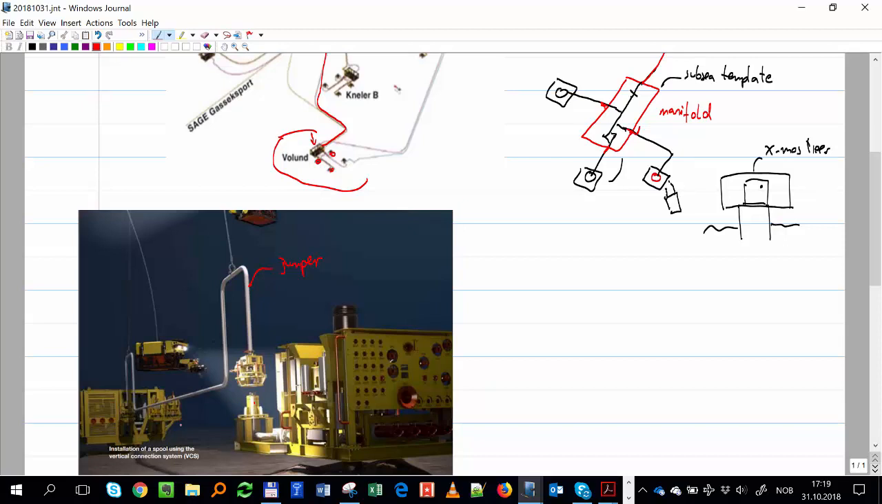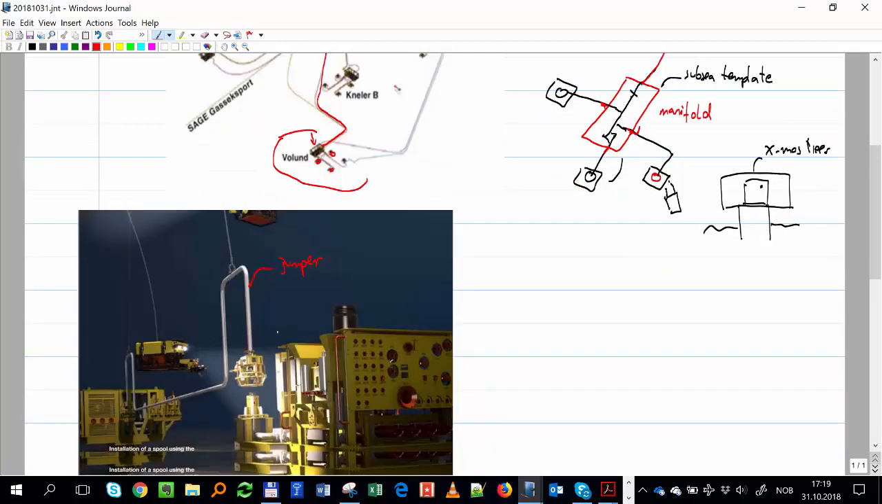And these jumpers, they can also be horizontal. You can also make the connection horizontal. But vertical is usually preferred when you have deep water. When you have deep water, then it becomes very difficult to handle, and you want to have gravity on your side, not working against you on a horizontal connector.